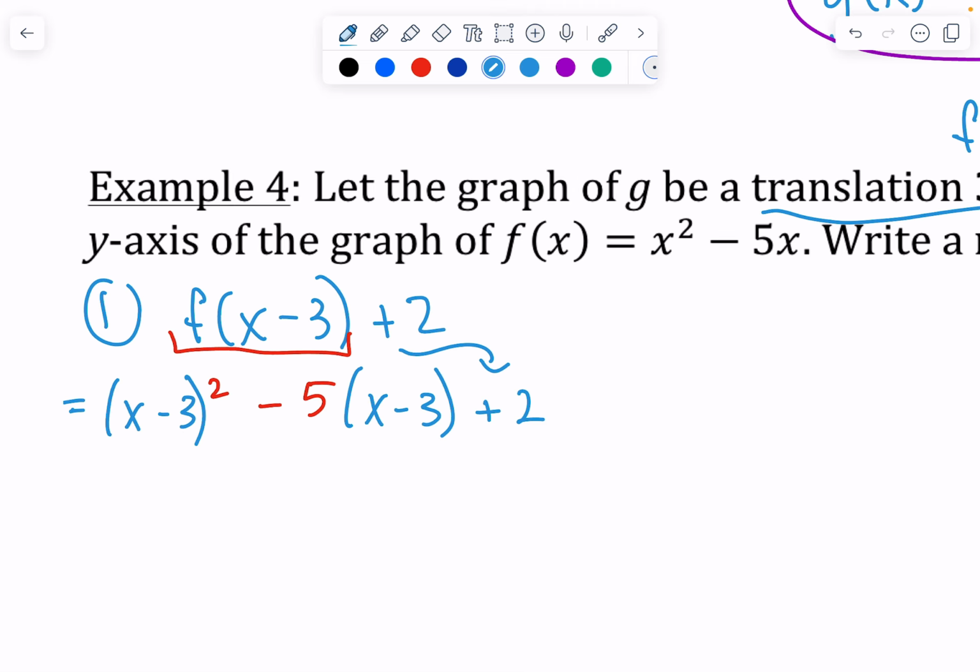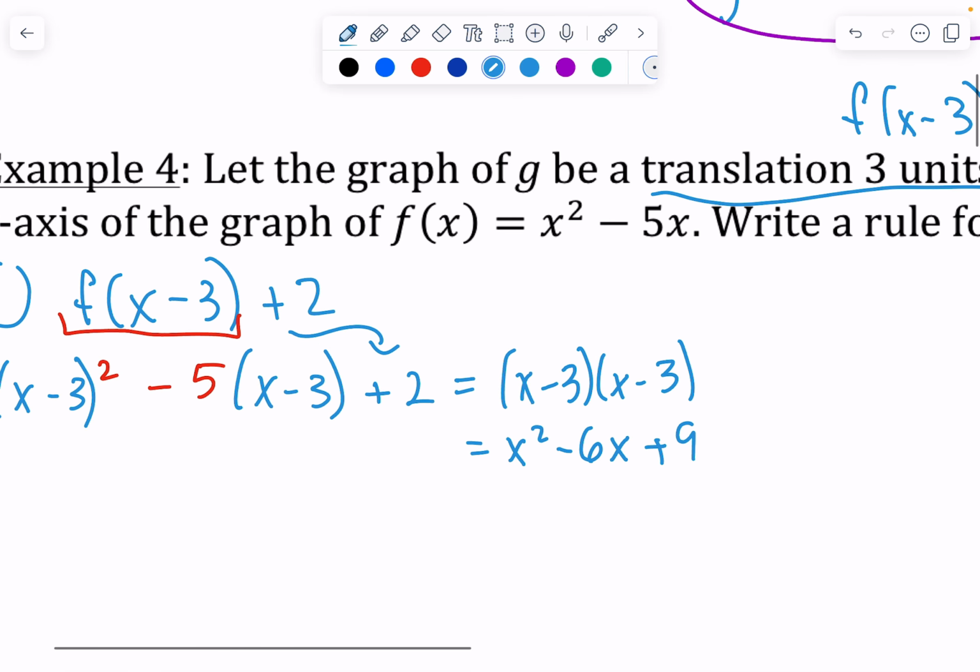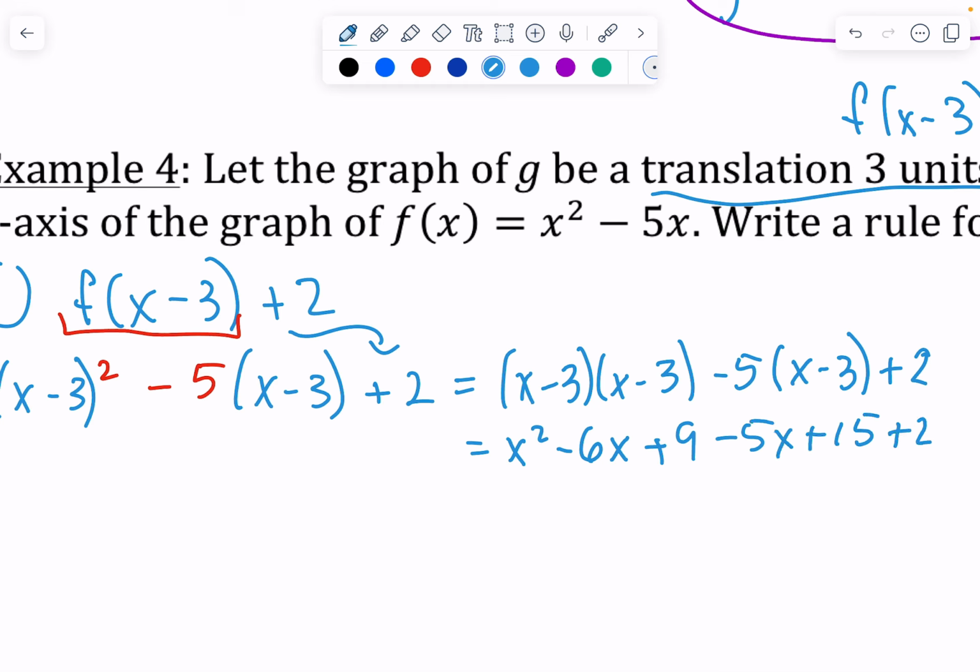So we want to simplify this. We don't want to leave it like that. X minus 3 squared is equivalent to x minus 3 times x minus 3, which is equivalent to x squared minus 6x plus 9. And then we still have minus 5 times x minus 3 and plus 2. Distributing negative 5 into the parentheses, I would get negative 5x plus 15 plus 2 on the outside. Combining our like terms, we get negative 11x, we get 11 and 26.